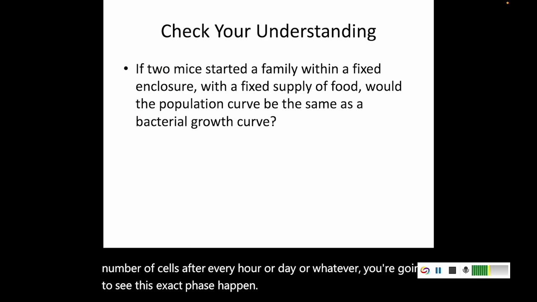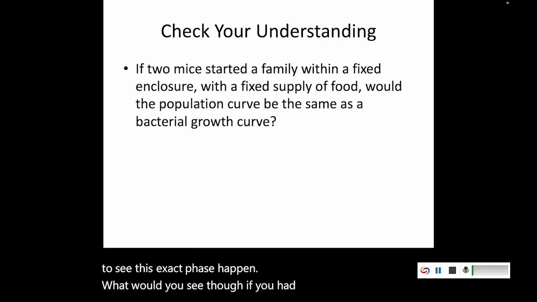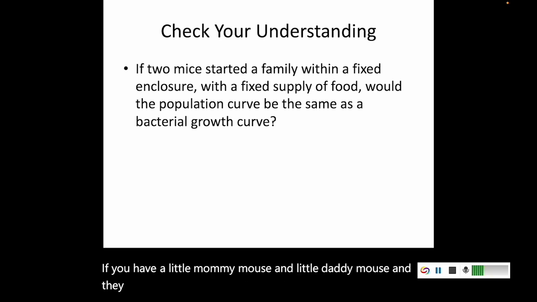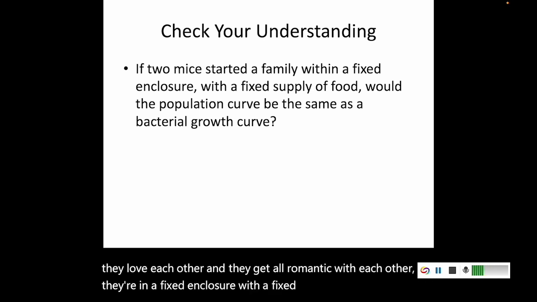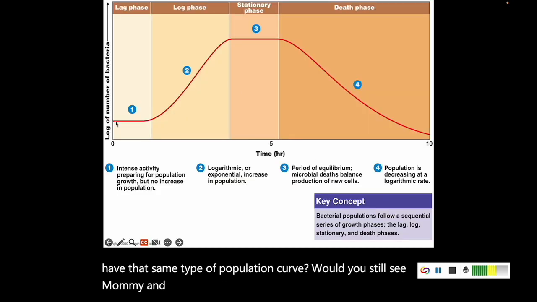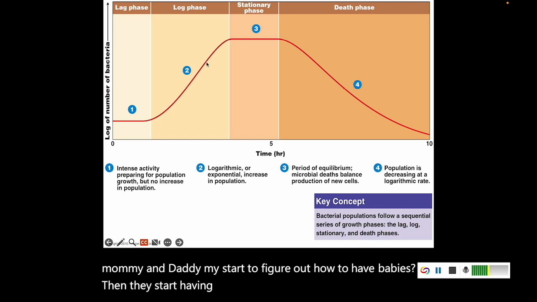What would you see, though, if you had two mice? If you have a little mommy mouse and a little daddy mouse, and they love each other, and they get all romantic with each other, but they're in a fixed enclosure with a fixed supply of food. Do you have that same type of population curve? Would you still see mommy and daddy mice start to figure out how to have babies? Then they start having babies and grandbabies and great-grandbabies.